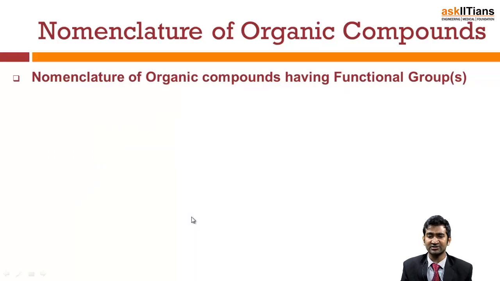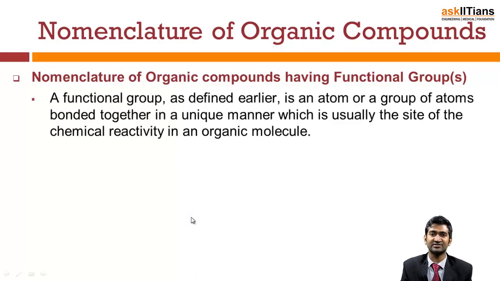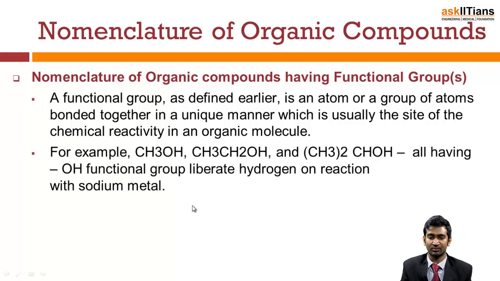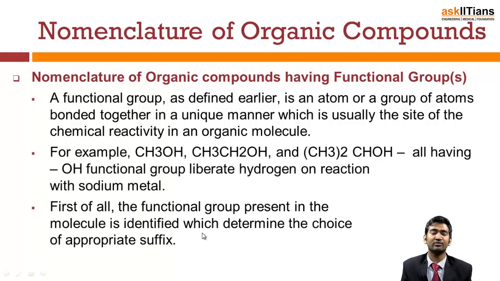Then nomenclature of the organic compounds based upon the functional groups, guys. As I told you, a functional group can be alcoholic, keto, aldehyde, carboxylic, or any halo group attached to it. So they are all functional groups. So how do we name them?